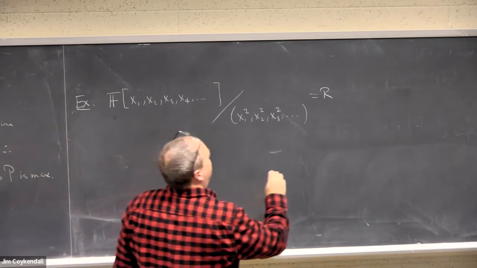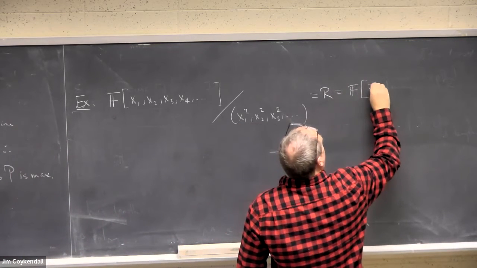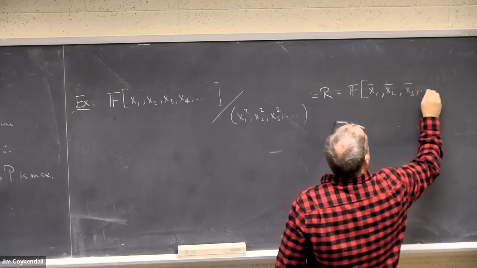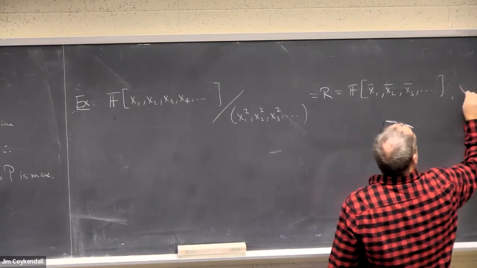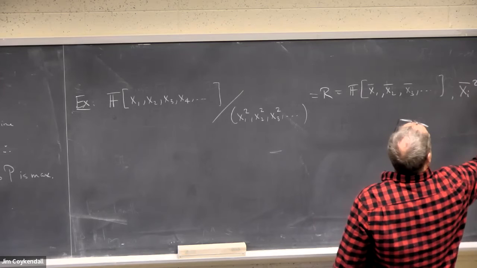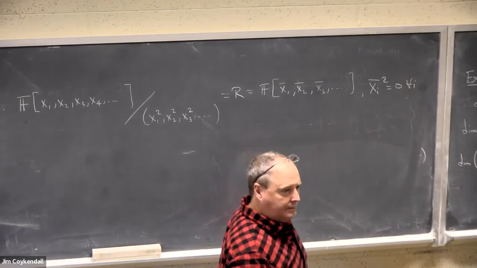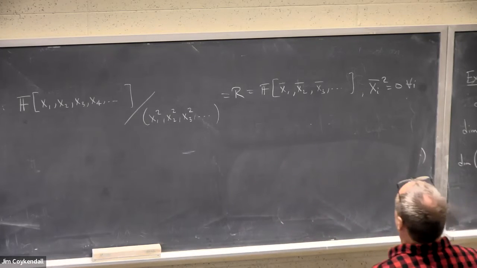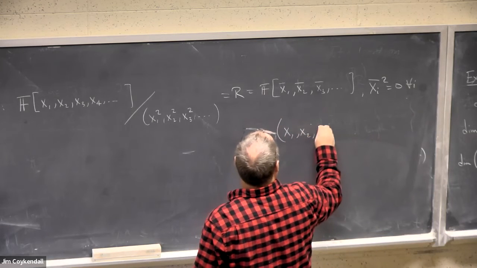Let me write it this way. I'm using the notation where x_i squared equals 0 for all i. Let me point out the ideal generated by x1 bar, x2 bar, and so on.